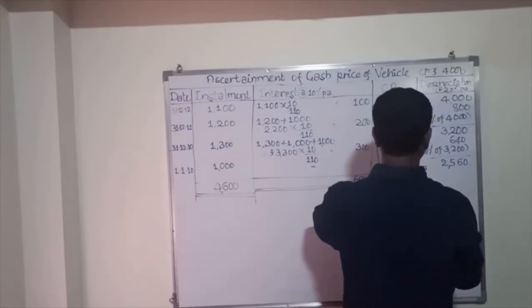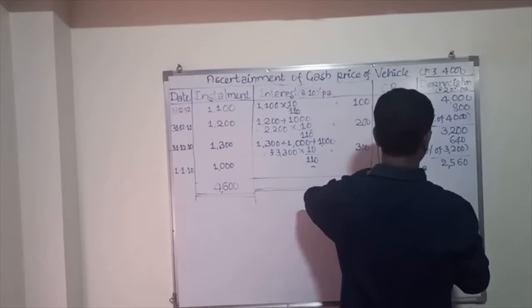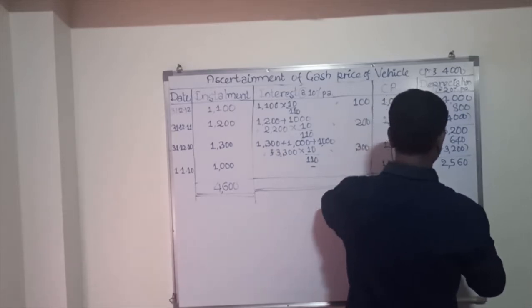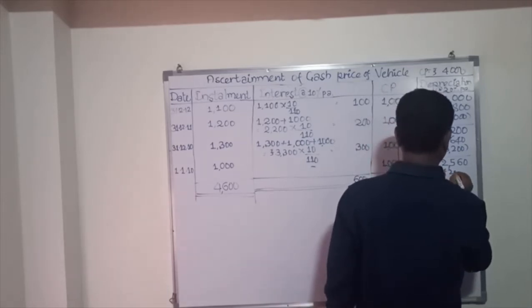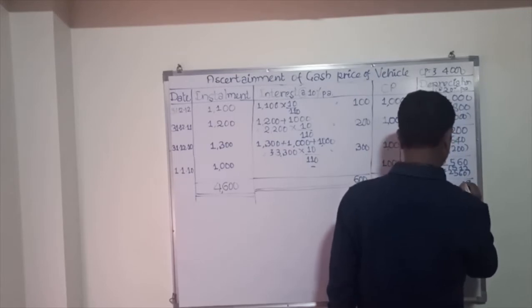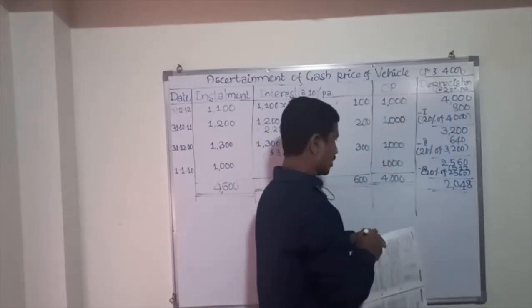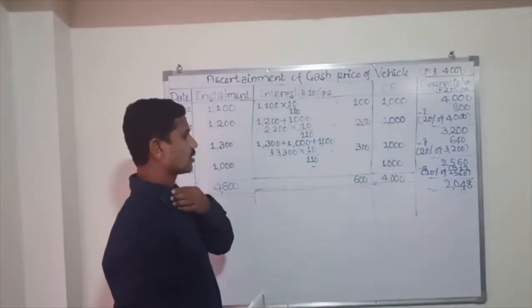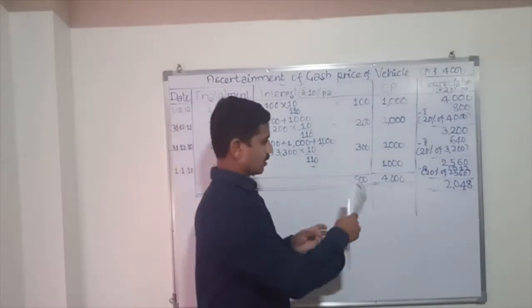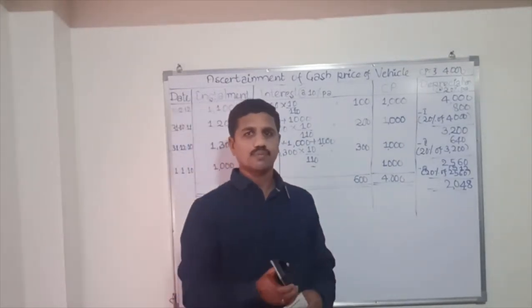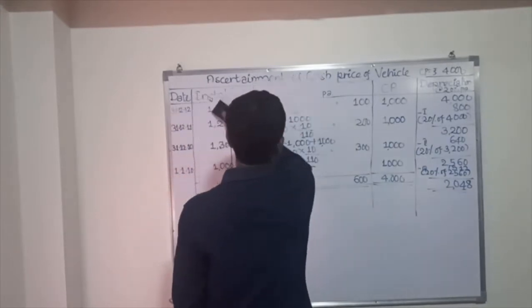Third year, again we should calculate here, 20% of the same, that is 2560. So 20% of 2560 will come to rupees 512. 10 minus 2, 8, carry 1, 6 minus 2, 4, 5 minus 5, 0. So 2048. This is what we arrive at, the outstanding balance of the asset at the end of the third year. So now we need to prepare the accounts here. So let us go for preparing the accounts.